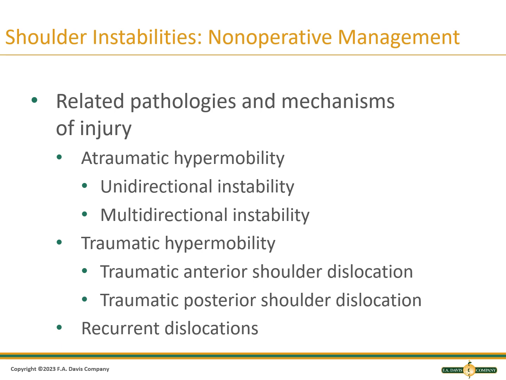Shoulder instabilities, so these are going to be related to our hypermobile shoulders, non-operative management. So looking at conditions that we might treat with non-operative management are going to be atraumatic hypermobility, so nothing has happened to cause damage to structures, they just have hypermobility, and that can be unidirectional or multidirectional. We can also see traumatic hypermobility where some trauma caused it, and that's typically an anterior or posterior shoulder dislocation. And we can also see recurrent dislocations.